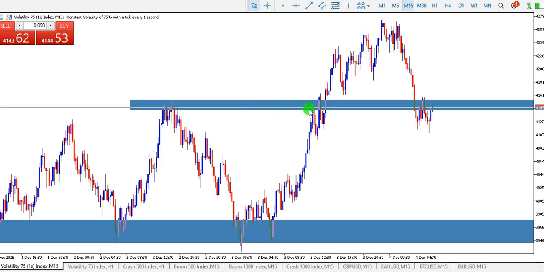Now on Volatility 75 1 second, this is the zone we marked yesterday, where you took the buy around this zone after the close of this market, with the stop loss around this level. The market went in our favor, but didn't really get to our take profits, and currently it trades back into that zone.